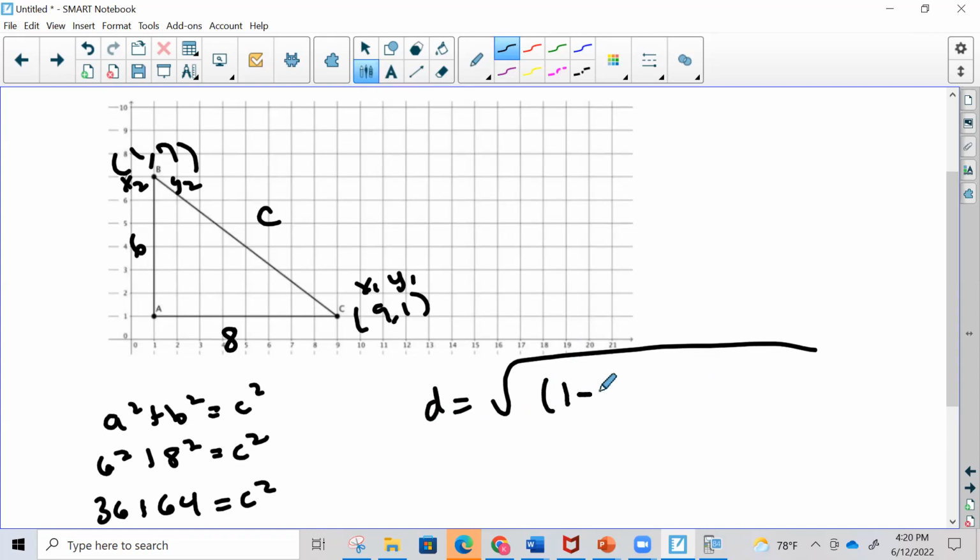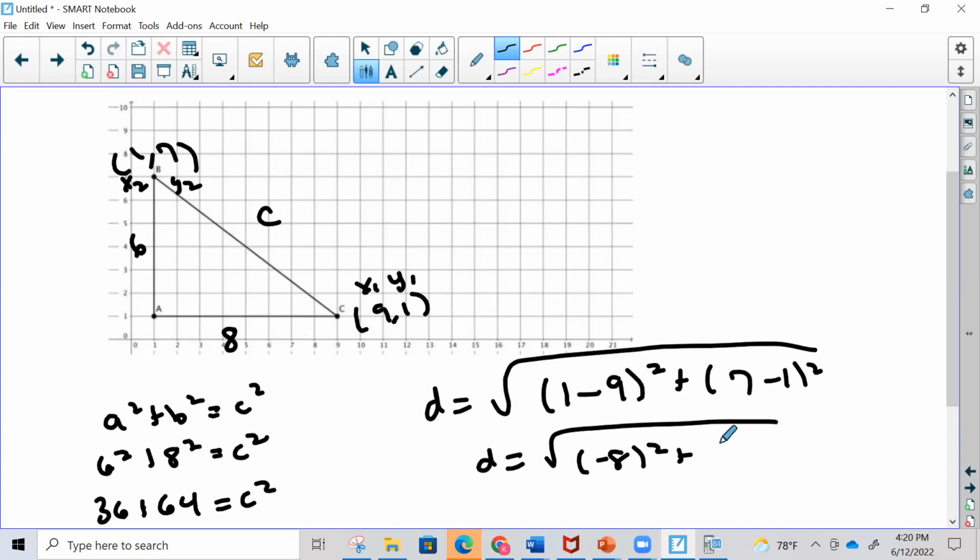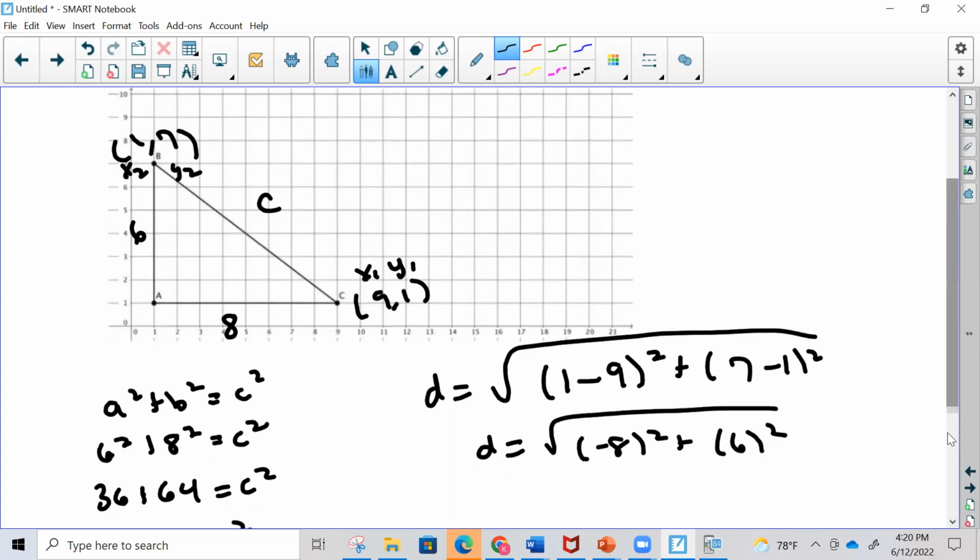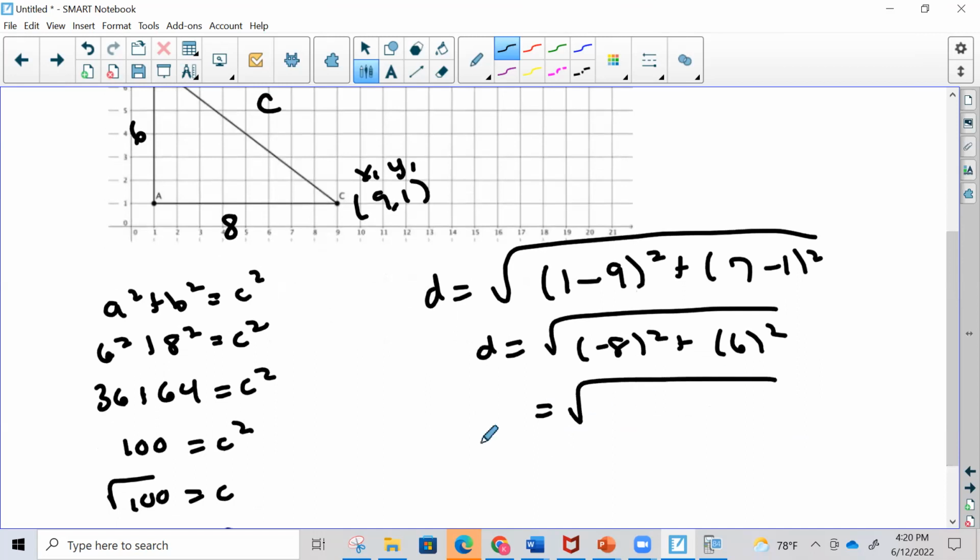So here I would do 1 minus 9 for x2 minus x1 squared plus y2 minus y1 squared. So I get negative 8 squared plus 6 squared. Again, these numbers should match up. The signs might not match up, but the numbers should match what we have here, which is 64 plus 36, and that's the square root of 100, which is also 10. Okay, so those are the packet problems on measuring distance and the Pythagorean theorem.